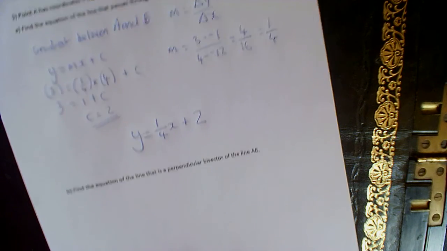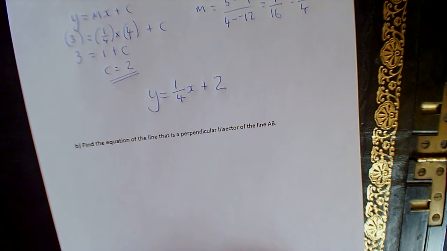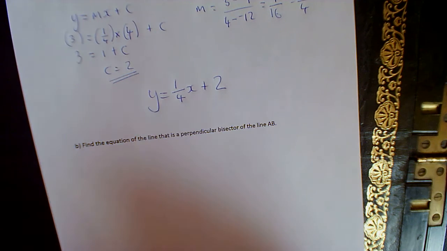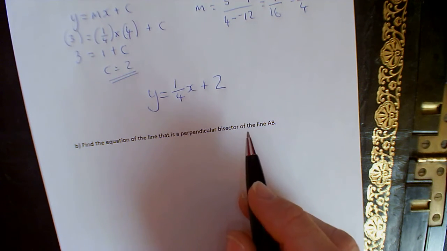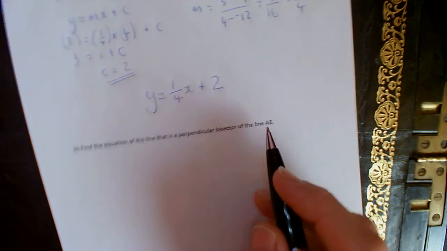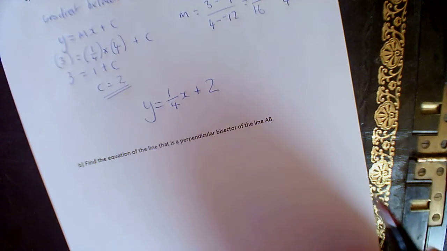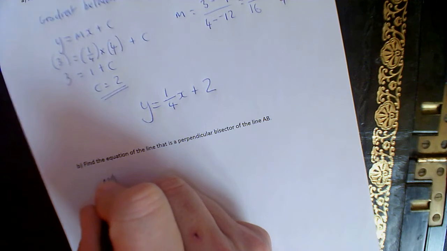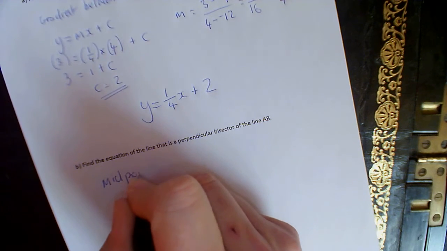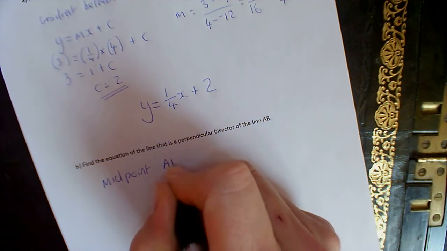There you go. Now here's another common type of question, because I want to look at perpendicular lines and I want to look at midpoints. So find the equation of the line that is a perpendicular bisector of the line AB. What that means is it's going to be perpendicular to AB and it's going to go through the midpoint. So, midpoint of AB.